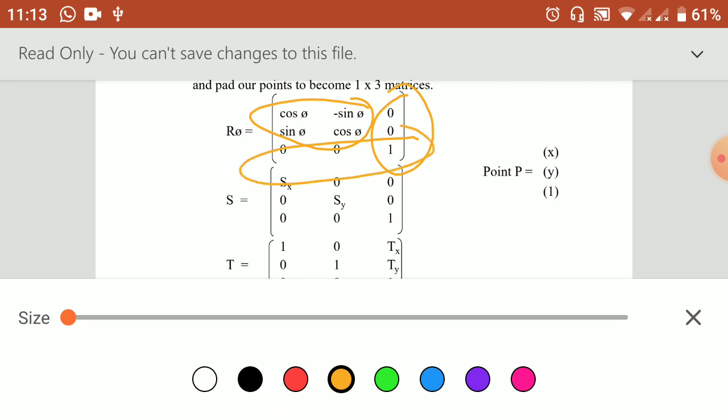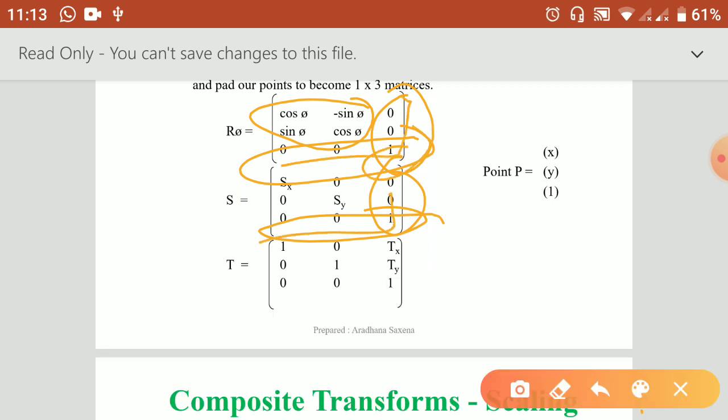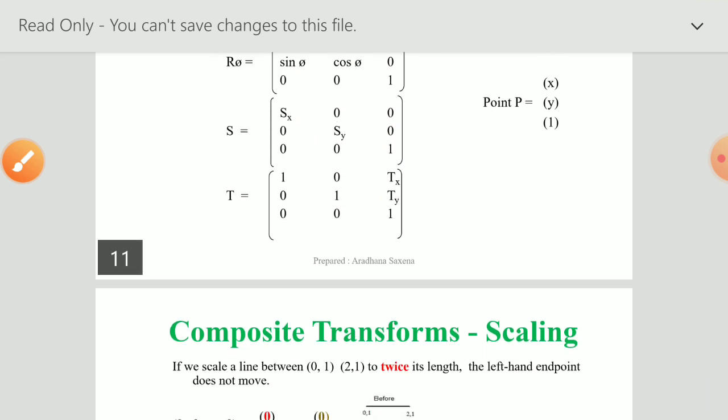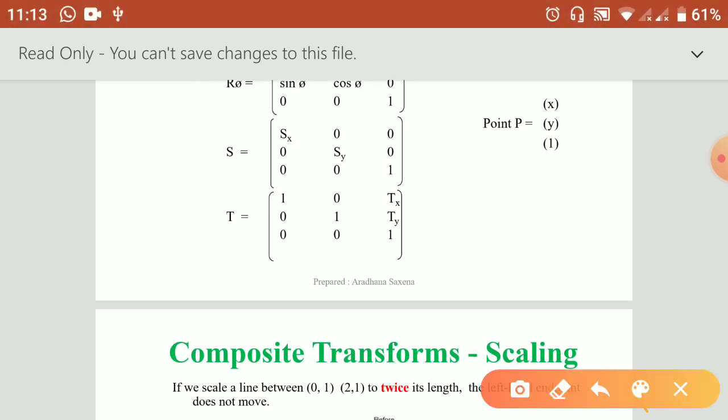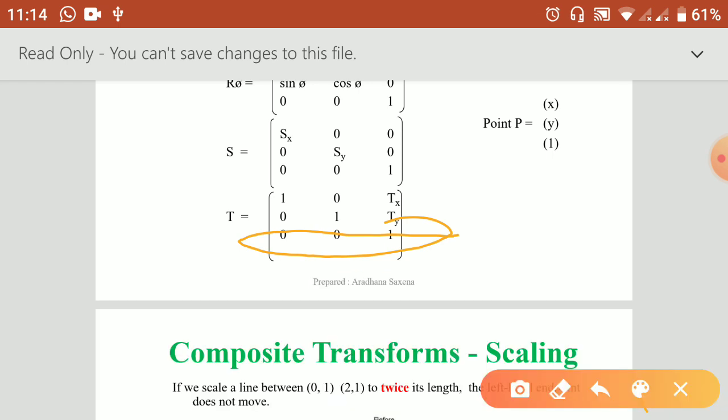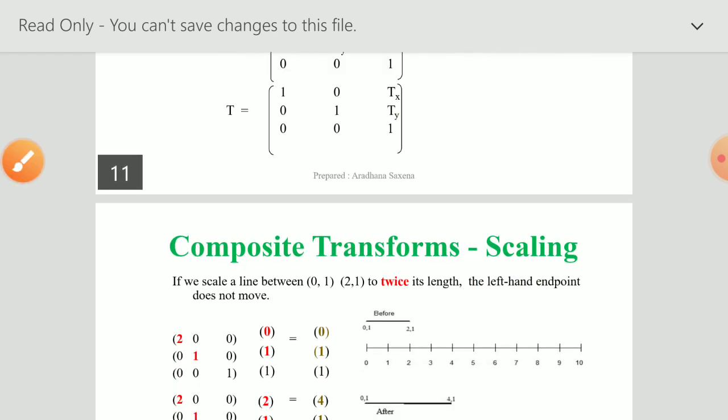Third column and third row will also remain the same in all transformations. It is 0 0 1 and is constant here also. And in translation, the last row is 1, because in the translation matrix the last column is not set to 0. It is dx and dy, and to convert it into 3 cross 3, the last row is set to 0 0 1. So these are all the matrices.